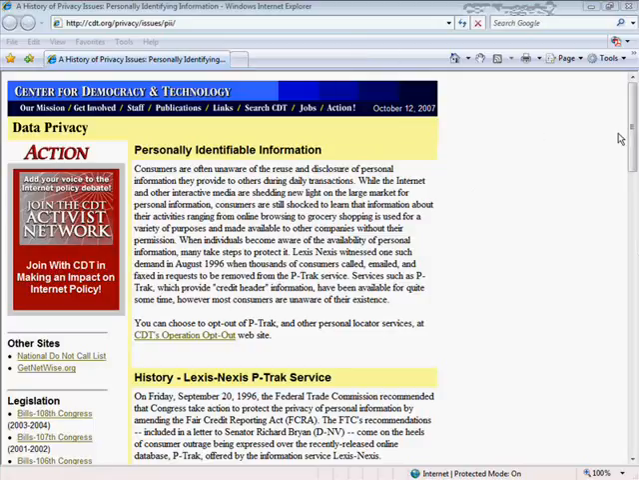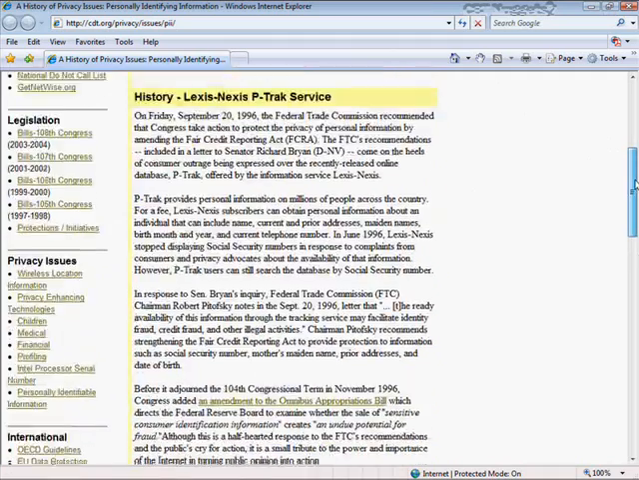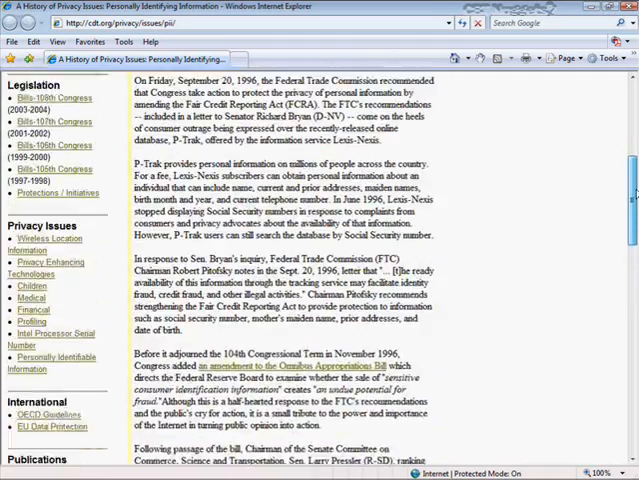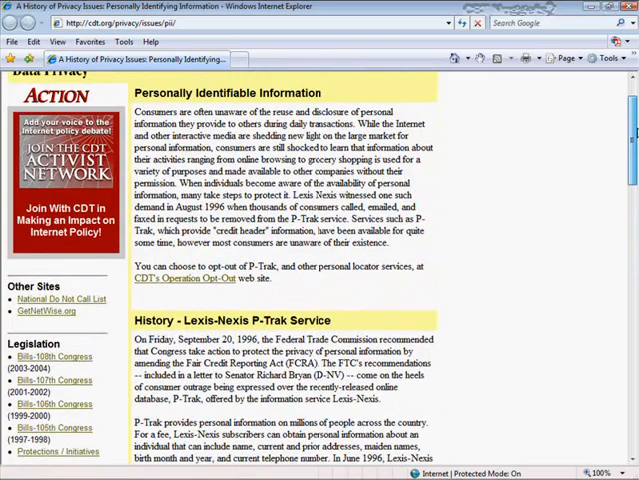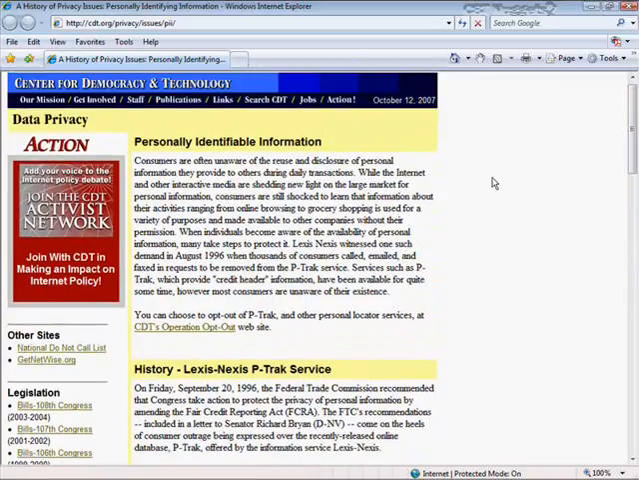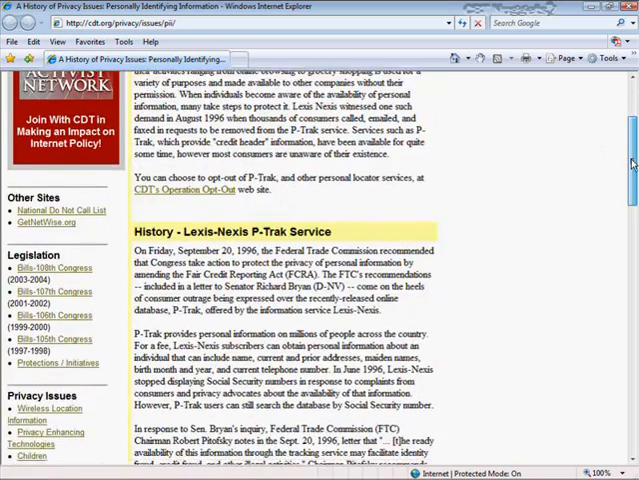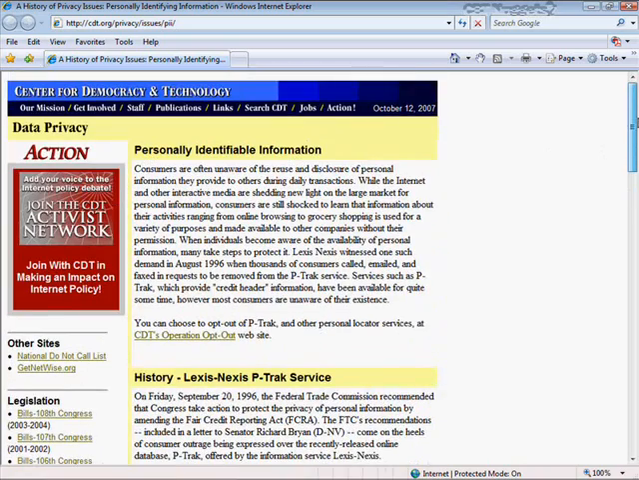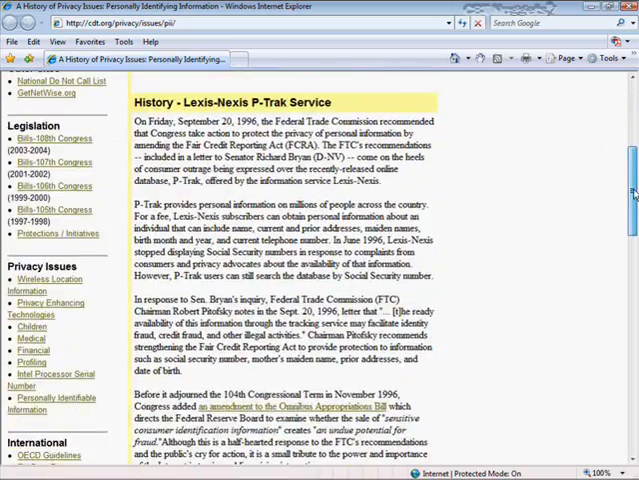Go read this interesting article and subsequent articles that link to it, talking about things like LexisNexis, for example, the P-Track service, and more about personally identifiable information. Very interesting information when you find out how much your information is being disclosed and reused. It also has legislation over here and other privacy issues on the left-hand side. Some very interesting links. Check that out.